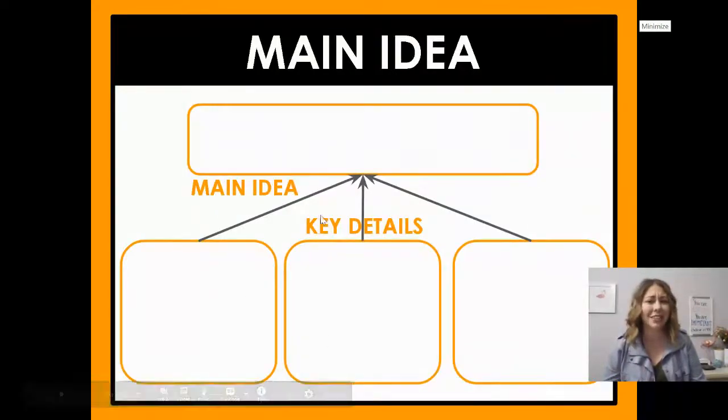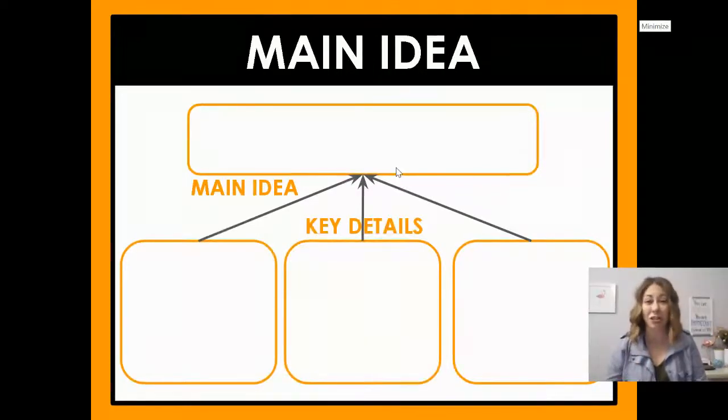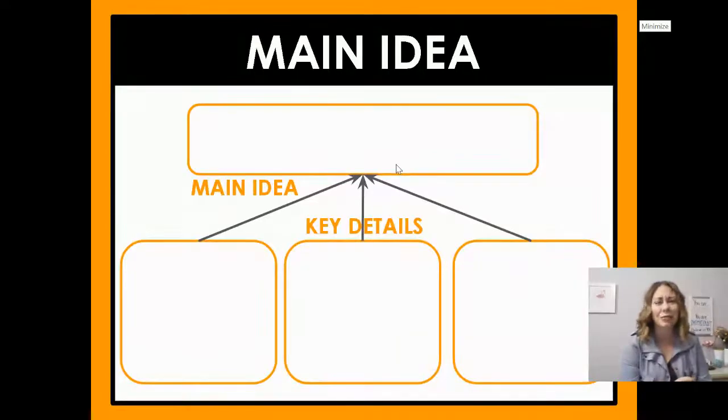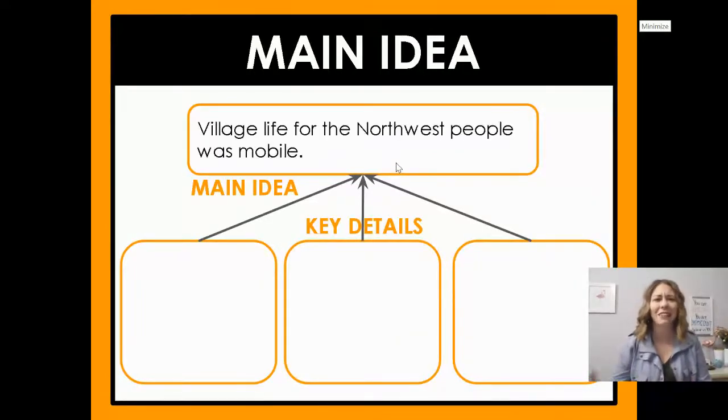So we're going to use that to fill out our main idea and key details graphic organizer. And being able to fill this out is going to be part of your reading response too, so make sure you pay attention. When I'm thinking about the text, I know they lived on the coast for half of the year and then lived inland in the spring and summer. So I might say that the village life for the Northwest people was mobile, meaning that they moved around a lot. They didn't just stay in one place. That's what mobile means. Then I want to support that with some details from the text that show that they are able to just move around and do whatever they want.